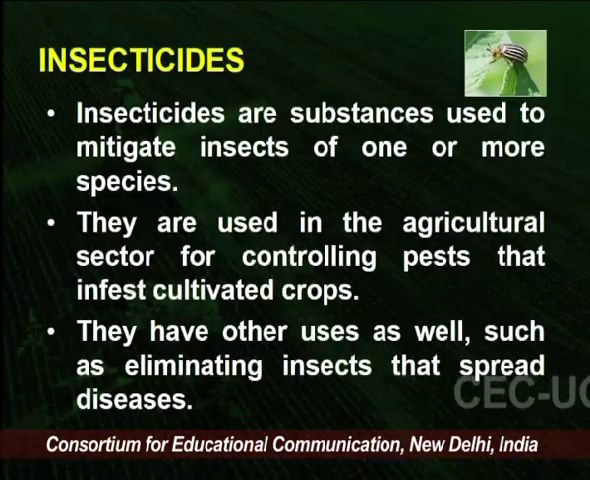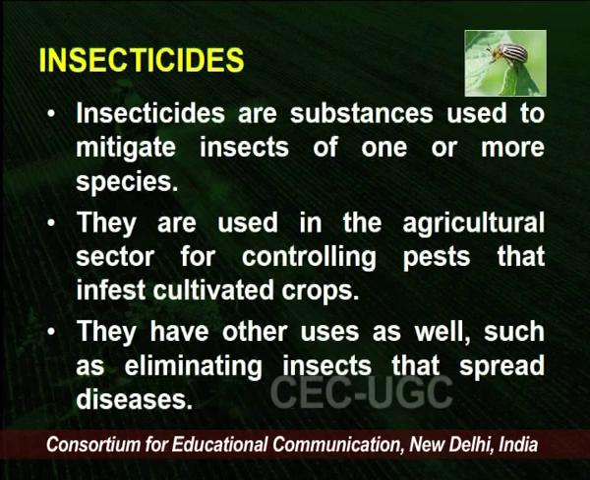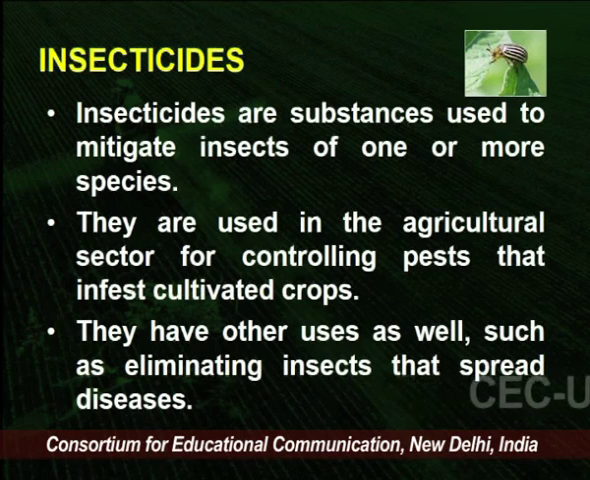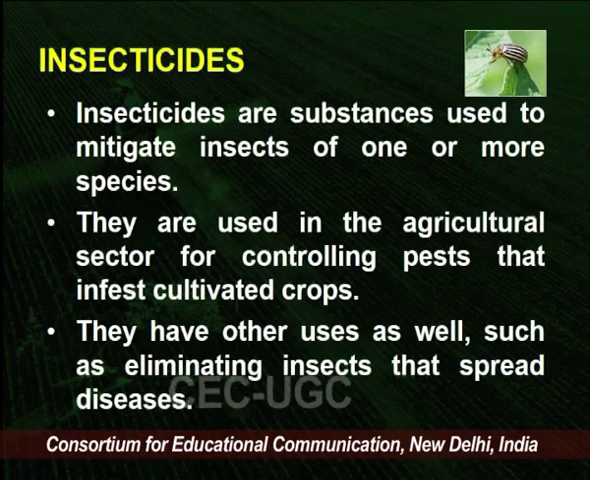Here the first one is classification based on the use or target pest. Insecticides are substances used to mitigate insects of one or more species. They are used in the agriculture sector for controlling pests that infest cultivated crops. They have other uses as well, such as eliminating insects that spread diseases. It may not be part of the cultivated land, but may be in houses or residential areas, in hospitals or in animal husbandry.